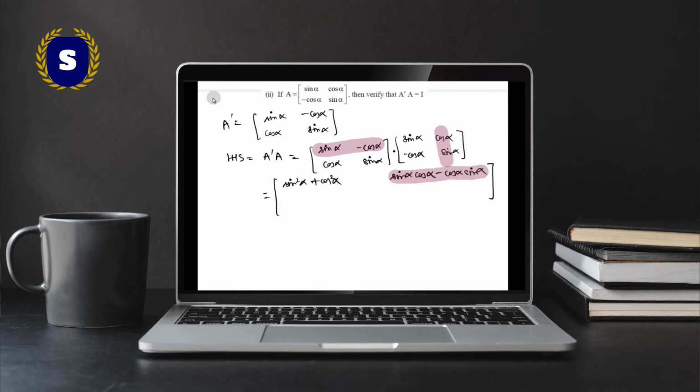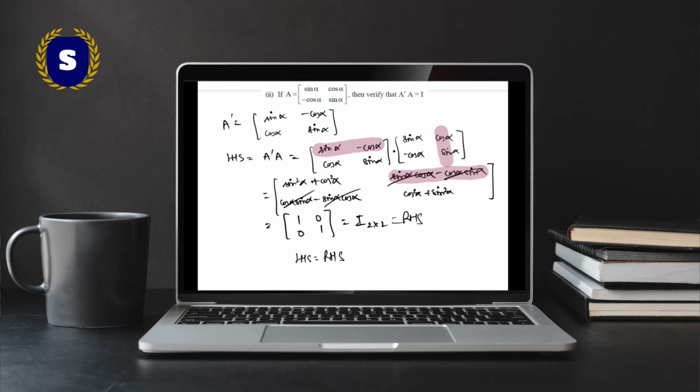And this is cos alpha sin alpha minus sin alpha cos alpha, then cos square alpha plus sin square alpha. The same identity, this is 1, they will cancel out each other, so 0, 0, 1, which is an identity matrix again of order 2 by 2, which is equal to RHS. So finally we have got LHS equal to RHS.